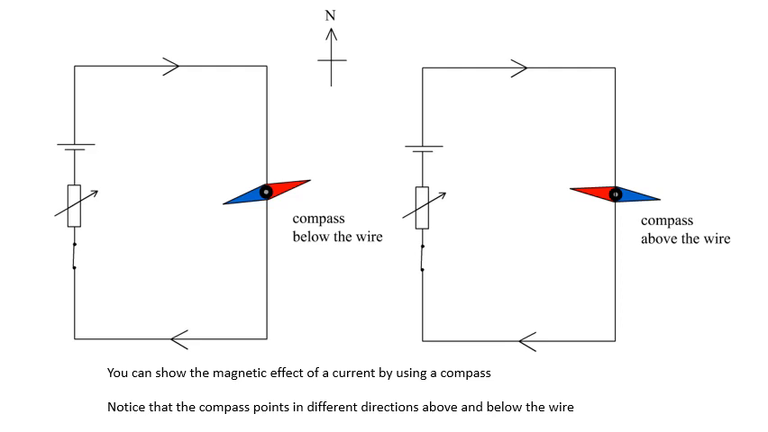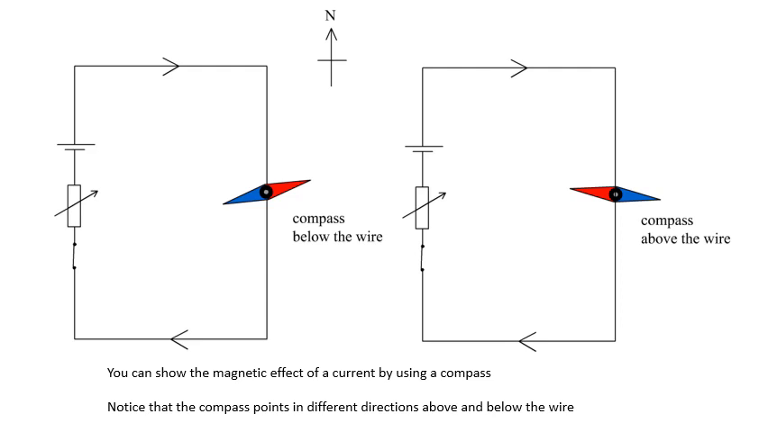And it depends whether the compass is above or below the wire. When it's above the wire, it points a certain way. When it's below the wire, it points the opposite way. Okay, so this is how you could show the magnetic effect of a current by using a compass.